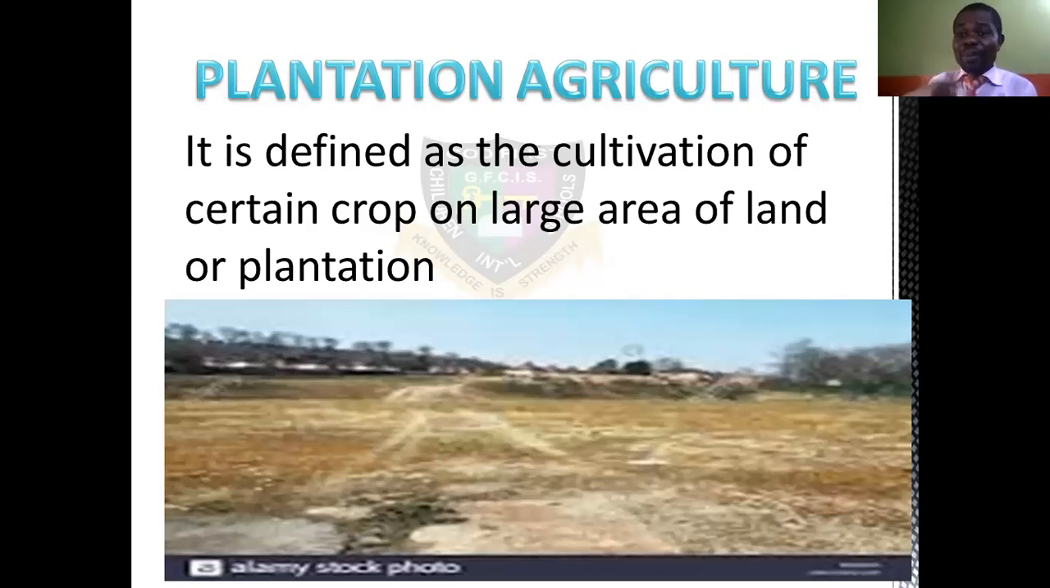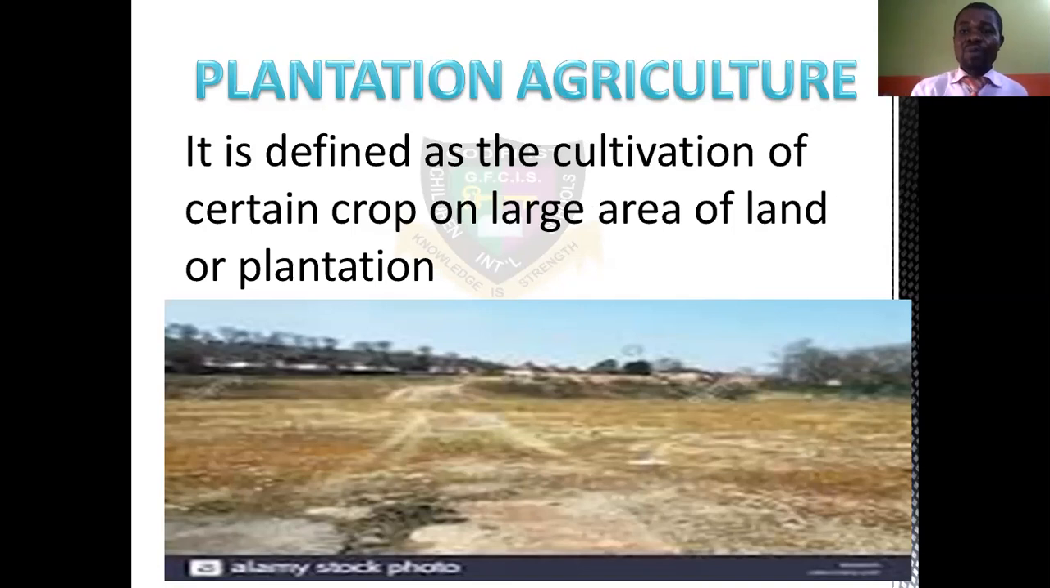We talked about crop rotation. You can plant maize, later you plant yam, on the same piece of land. You rotate it. Then this one, it is one crop, monoculture. That is the planting of one particular crop. That is what you have there in that objective. Planting of one particular crop.